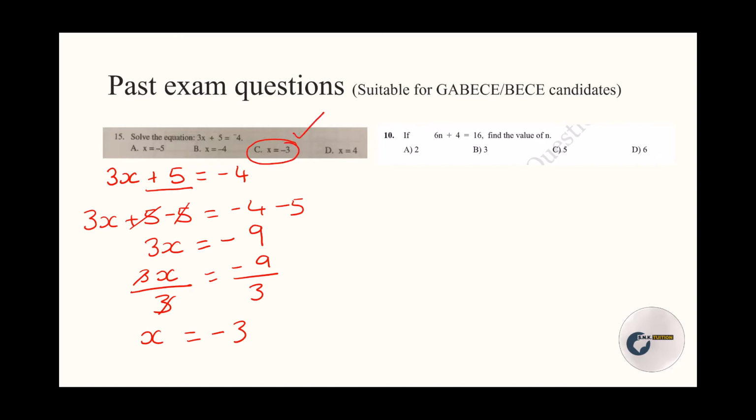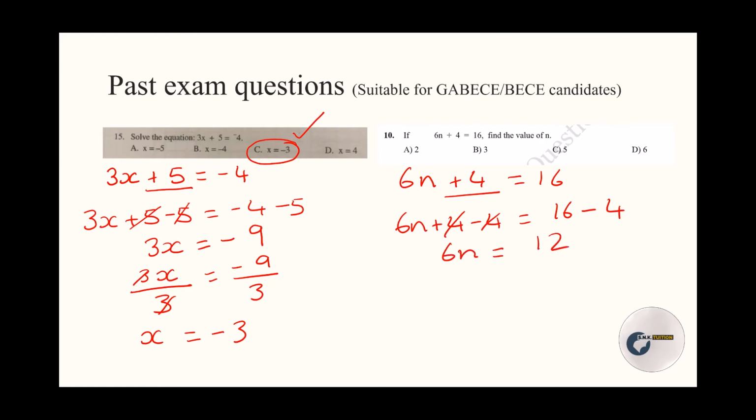Now let's move on to this question. And this one is solve 6n plus 4 is equal to 16. Again, I'm going to deal with the plus 4 first. So that leaves me with 6n plus 4 minus 4 is equal to 16 minus 4. Again, doing the same on both sides, minus 4. This cancels and leaves 6n is equal to 12.